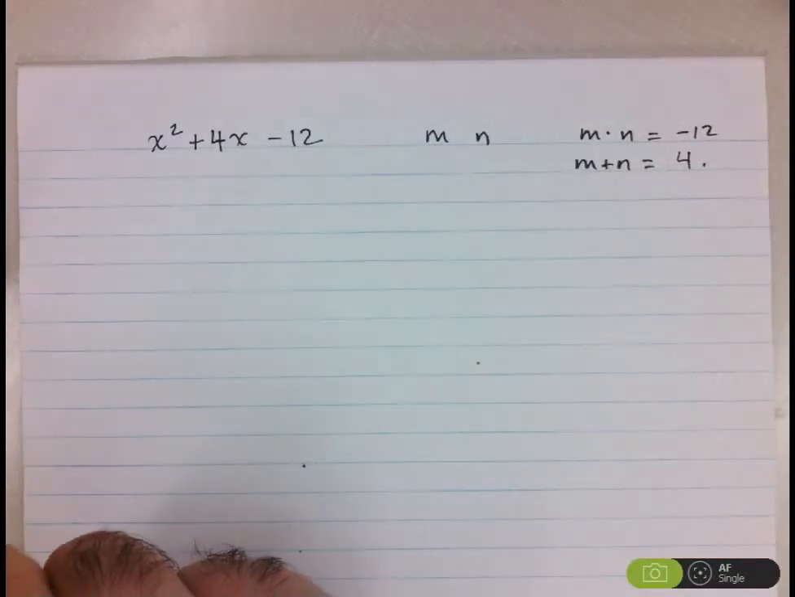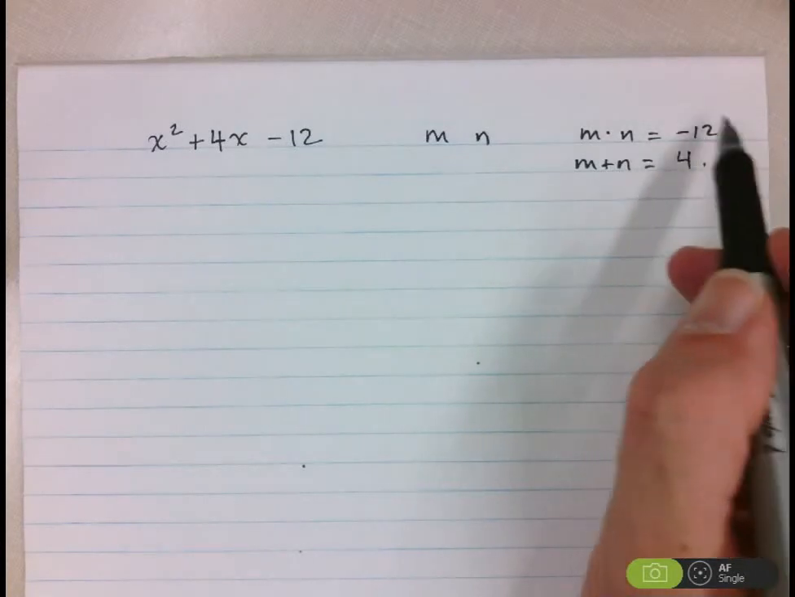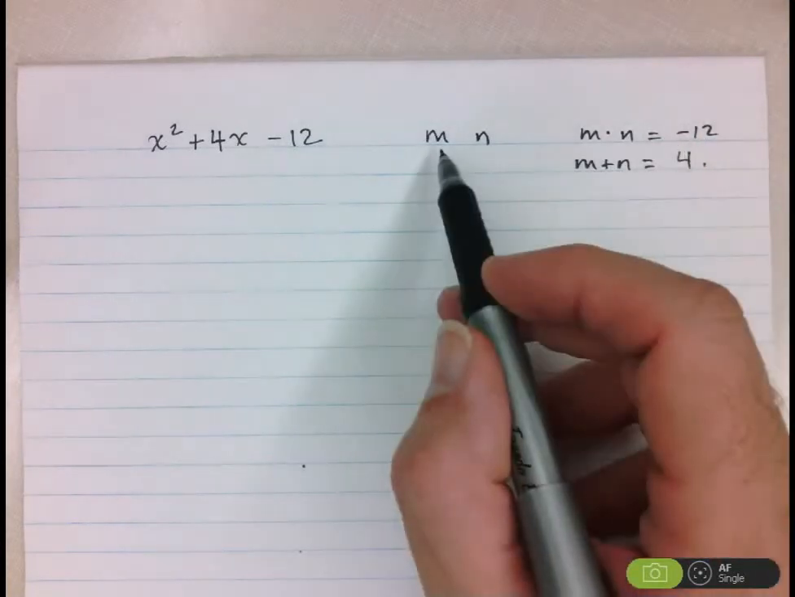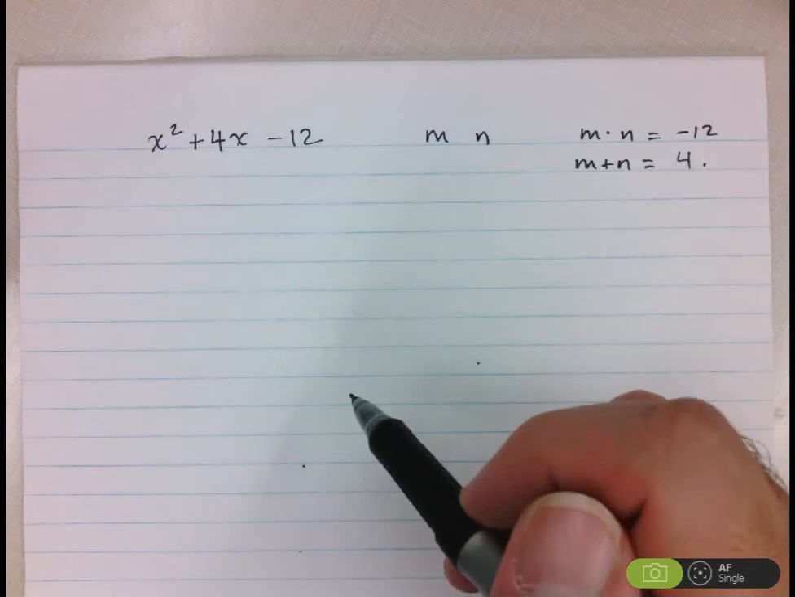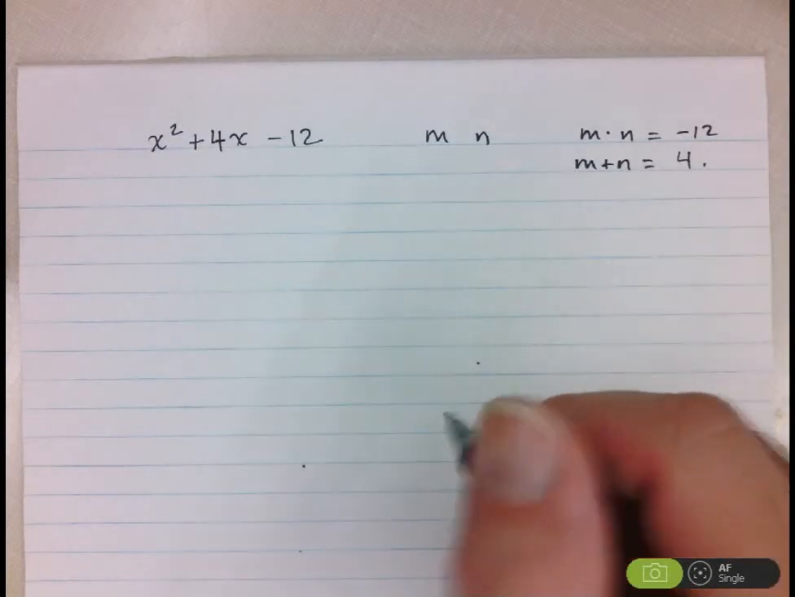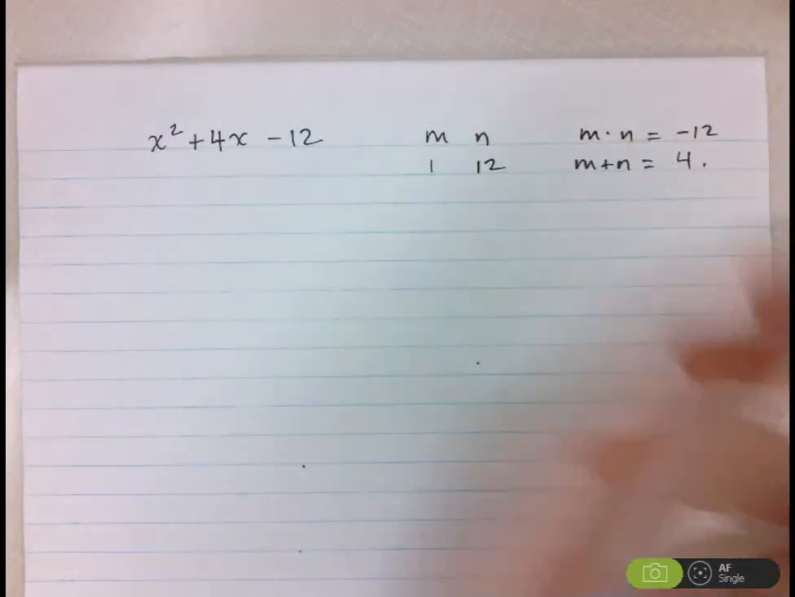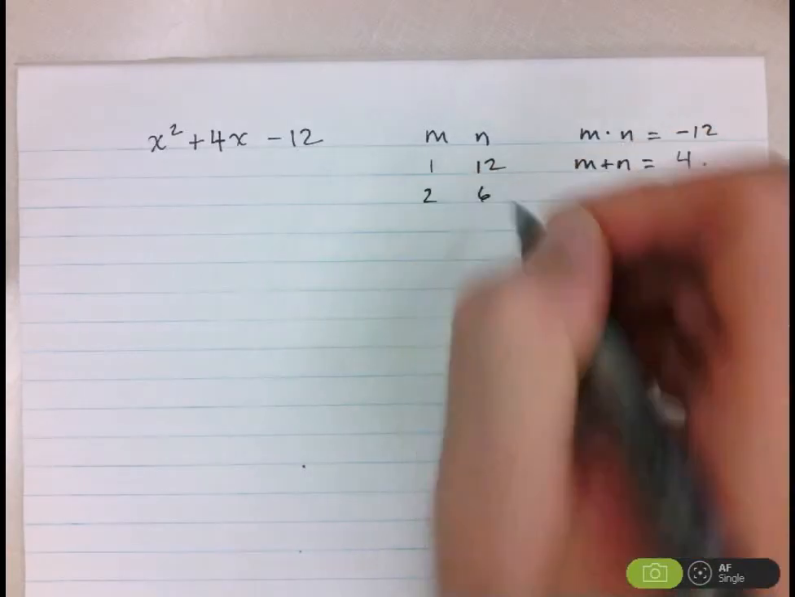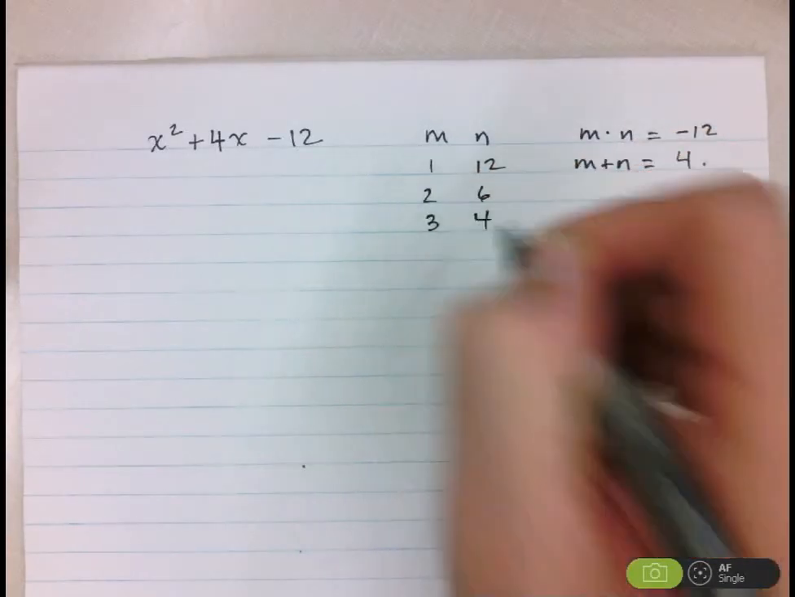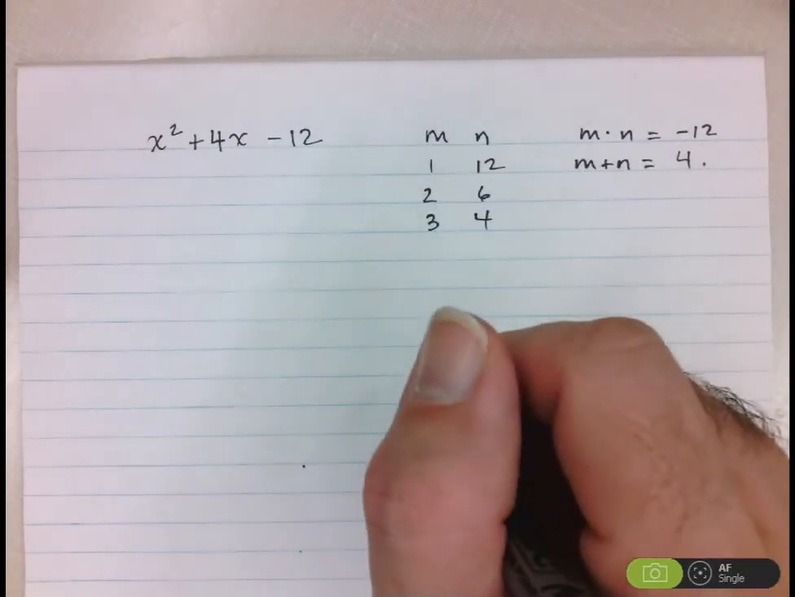Now, I'm going to keep in mind that this product is -12. That means one of these has to be positive and one of these has to be negative. But let's just list again our factors of 12. So again, we have 1 and 12. We have 2 and 6. We have 3 and 4. So as I'm looking for combinations, I have to remember that one of these has to be negative.